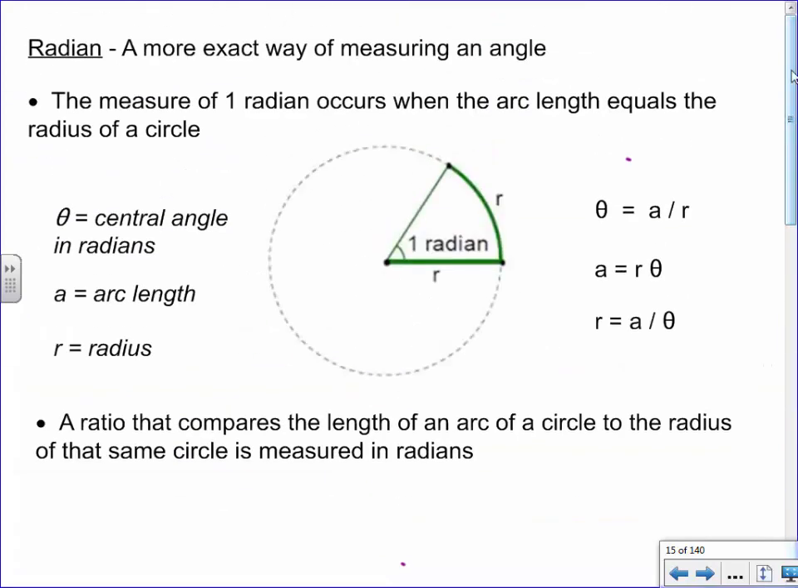This is how a radian works. A radian is actually an older unit of measurement than degrees. It's more historical. I like to call it my perfect slice of pizza. And I think that's actually on one of my next slides, so I'm going to go to that slide here.